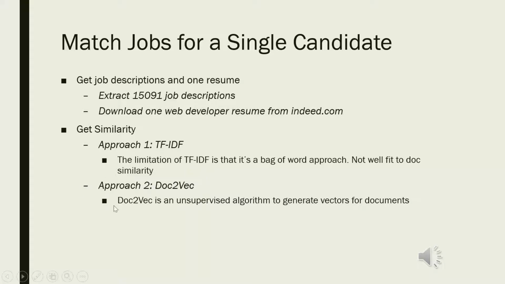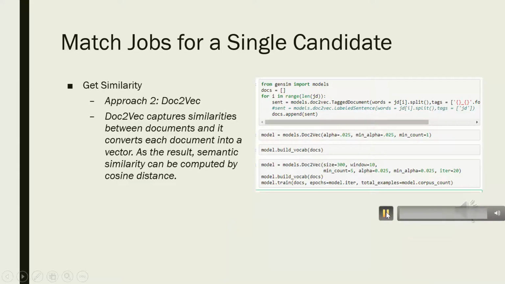We also tried the second approach, which is doc2vec. Doc2vec is an unsupervised algorithm to generate vectors for documents. It captures similarity between documents and converts each document into a vector. As a result, semantic similarity can be captured by the cosine distance.